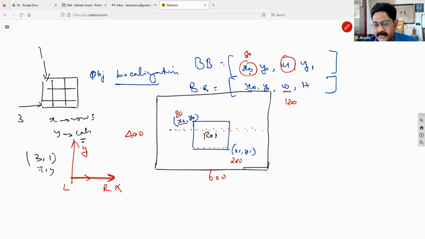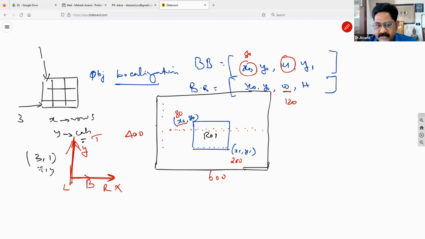So either your representation can be like this. If it is like this, you can easily understand the width: x1 minus x0 is going to give you the width. Similarly, y1 minus y0 is going to give you the height. So the vertical movement, in a Cartesian coordinate system, you move from top to bottom or bottom to up. So up-down movement talks about the rows. That means your y is going to talk about the row.